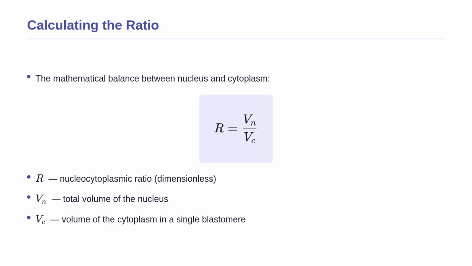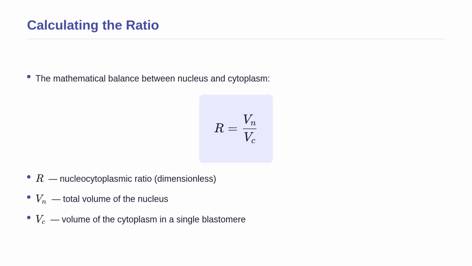To quantify this restoring of balance, we use the nucleocytoplasmic ratio formula. The equation is R equals V_n divided by V_c. Here, R stands for the nucleocytoplasmic ratio, which is a dimensionless number. V_n represents the total volume of the nucleus, and V_c represents the volume of the cytoplasm inside a single blastomere. Conceptually, this formula tracks how the proportion of nuclear material to cytoplasmic material changes.